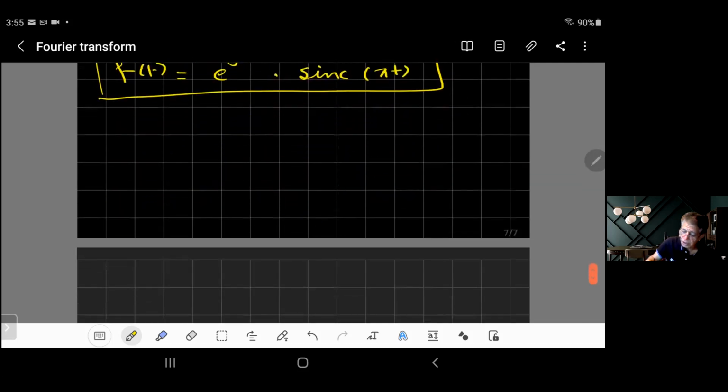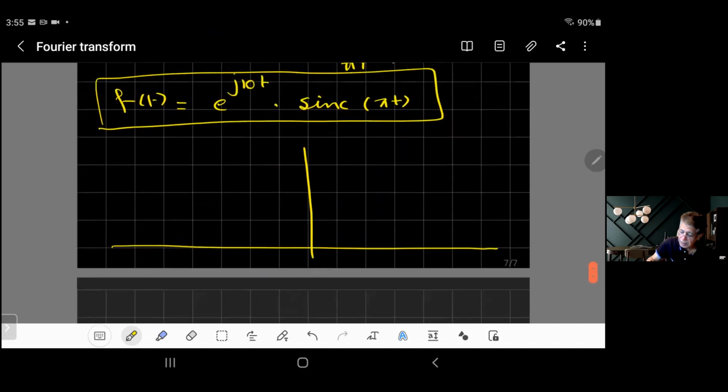And if you sketch it, that will look like that. F of t with time, the sinc will be like that, and then because it's multiplied by e to the power j, it will oscillate and decrease as it goes to infinity. So that will be the inverse of the Fourier transform. Okay, I hope that was easy.